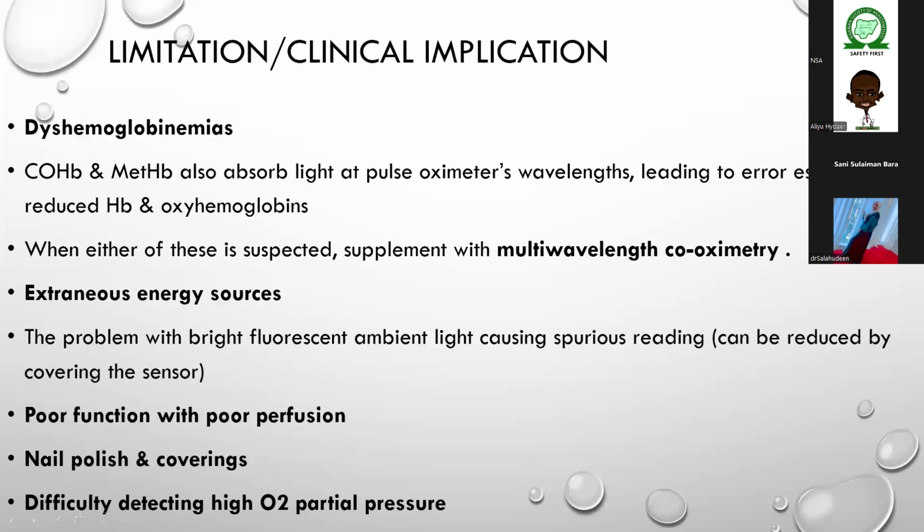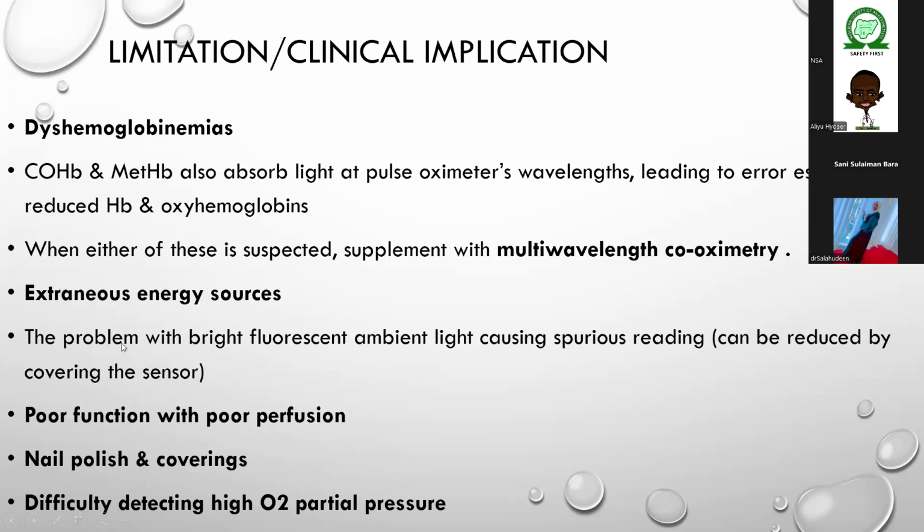So the limitation to its clinical application is the dyshemoglobinemia that I mentioned. Carboxyhemoglobin and methemoglobin also absorb the pulse oximeter wavelengths, leading to error in estimating which is the reduced hemoglobin and which is the oxyhemoglobin. So when we have this, we can supplement with multi-wavelength pulse oximetry. This one will give us all the wavelength figures separately. Then I'll talk more about that later.